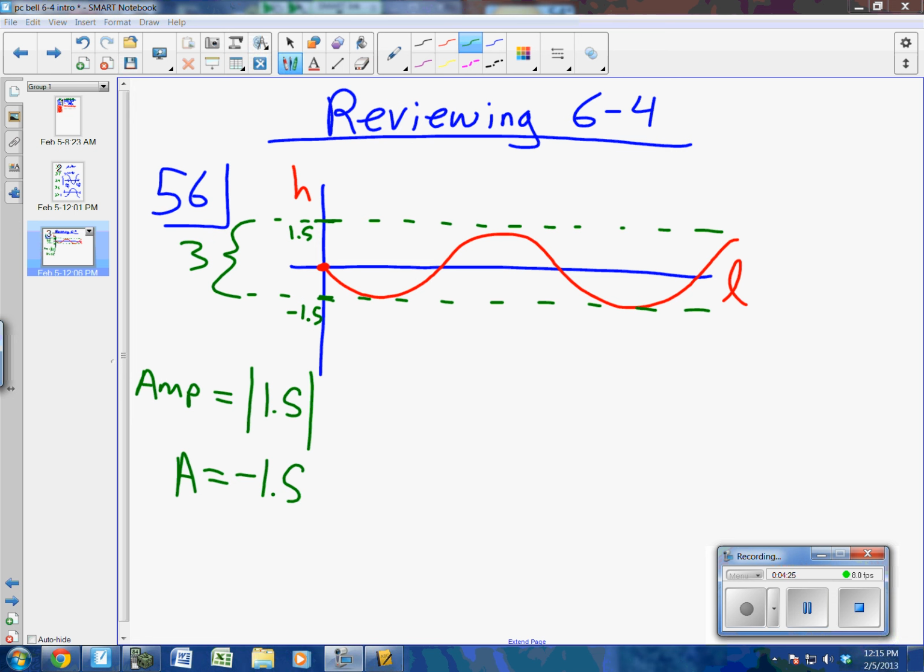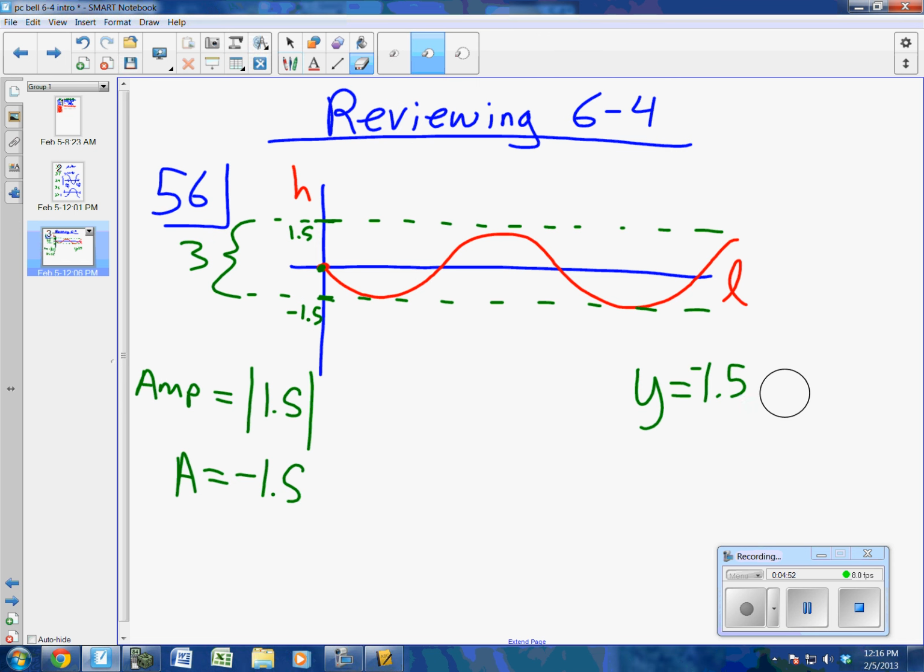Okay. By the way, is this a sine or cosine curve? It's a sine. Why is it a sine? It goes through 0, 0. So far, we know that y is equal to, A is 1.5, and it's negative, because it goes down, and it's a sine curve. Sorry, did I say cosine? After you all said sine. Sine, and now all we have to do is figure out what k is, right?